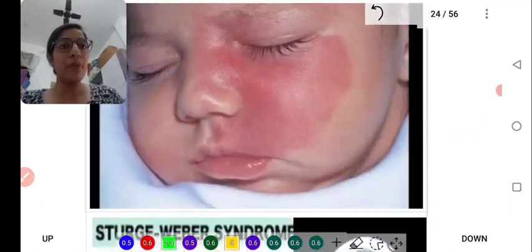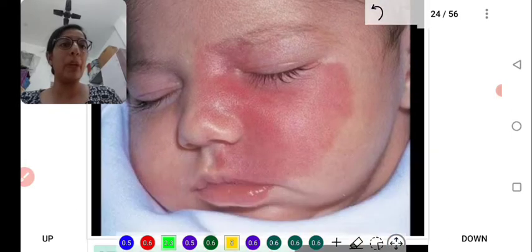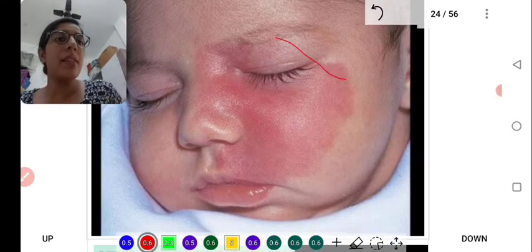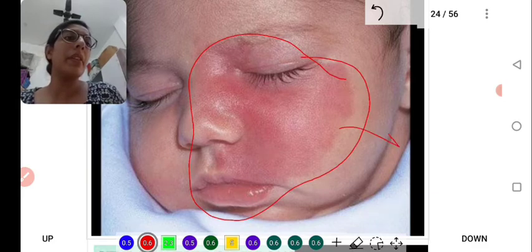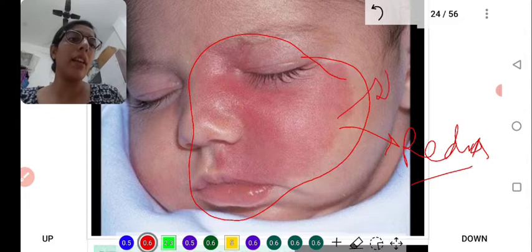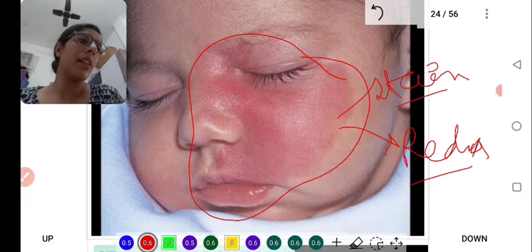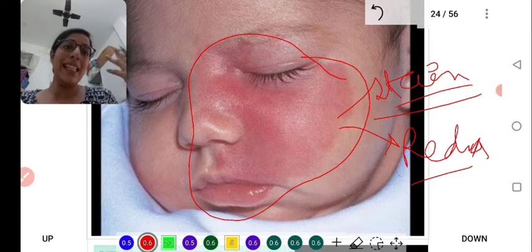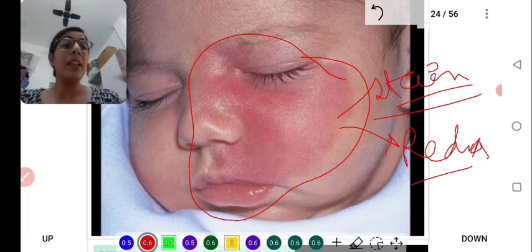Let's move towards this cute baby, but with some reddish mark, a stain. Okay, दाग अच्छे होते हैं. ठीक है. A stain involving half of his face, also involving his eye. This is known as the port wine stain.